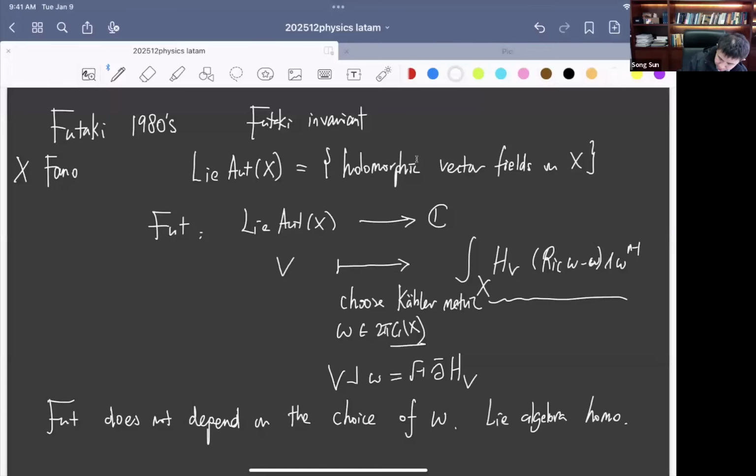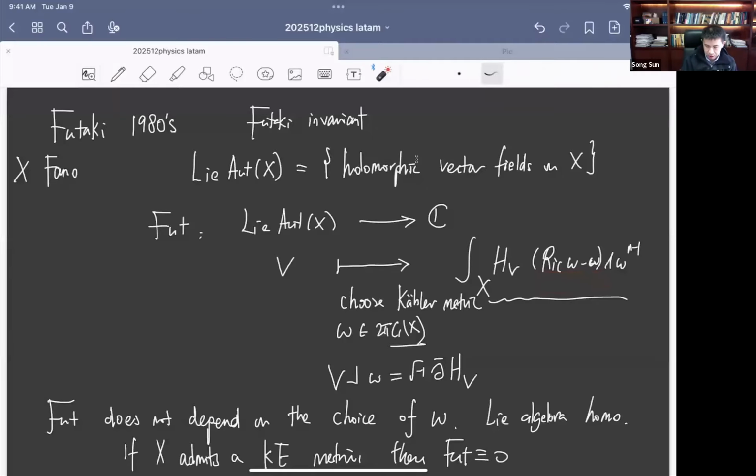But the point is, if X admits a Kähler-Einstein metric, then this has to be identically 0, because you just choose omega to be Kähler-Einstein. This part is 0, everything is 0. You can also compute that for CP2 blown up, in the previous examples, the Futaki invariant does not vanish.